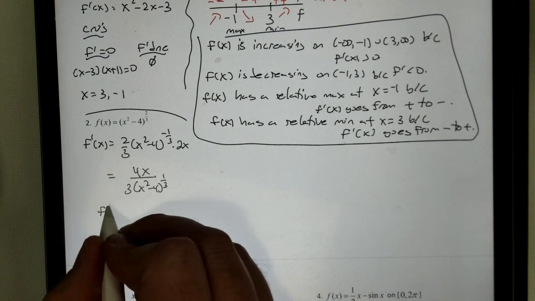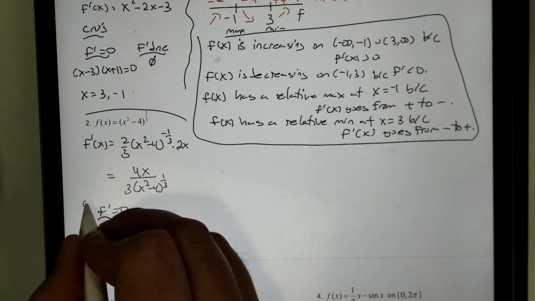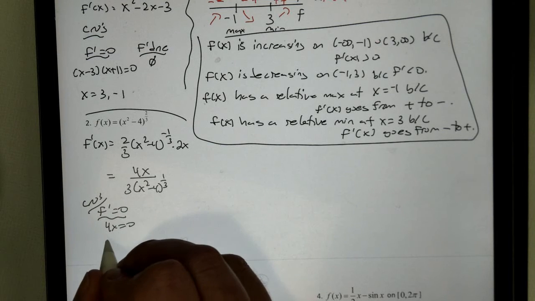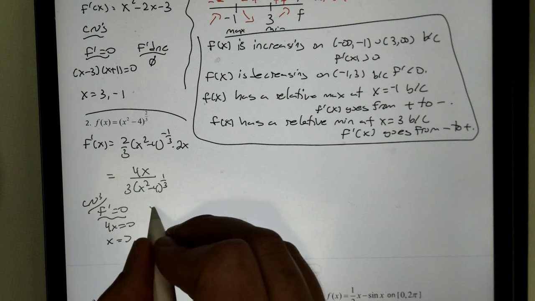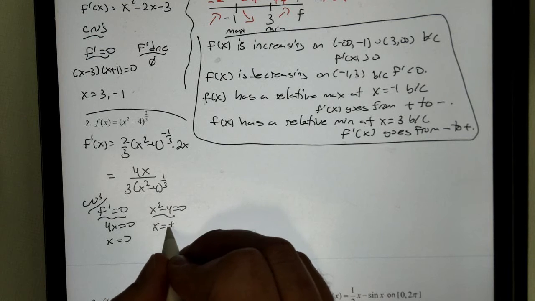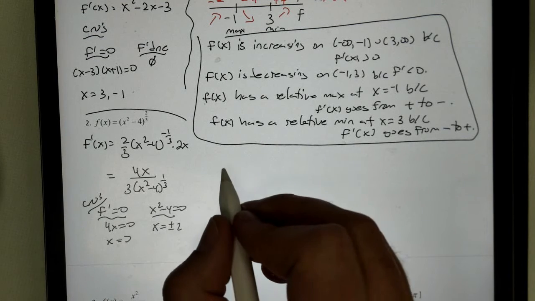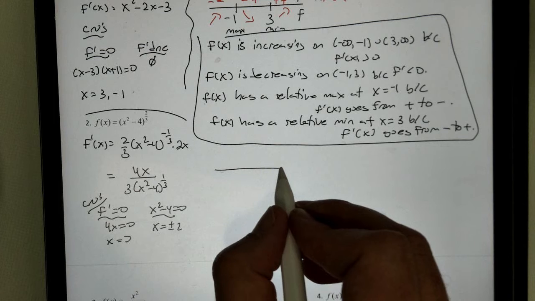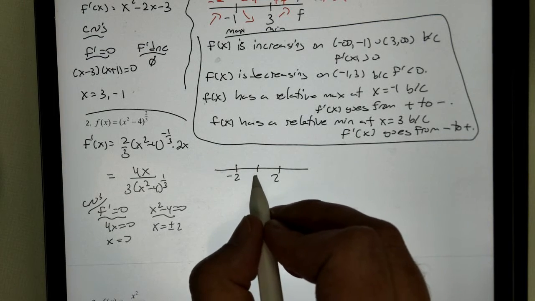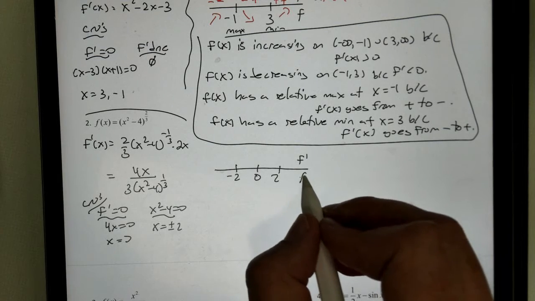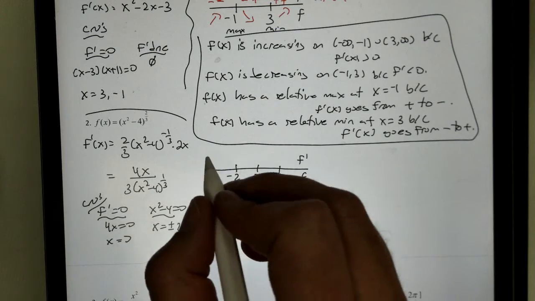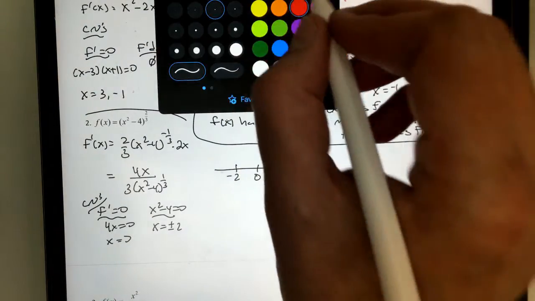Finding your critical numbers. Where does the derivative equal 0? That's just the top. X is 0. The bottom, x squared minus 4 equals 0. That's going to give me plus or minus 2. And so when we go with this, plus or minus 2 and 0, f prime and f. Now remember, there's no vertical asymptotes here, so I'm just going to do my signs. Okay? Let's see how fast we can do this.